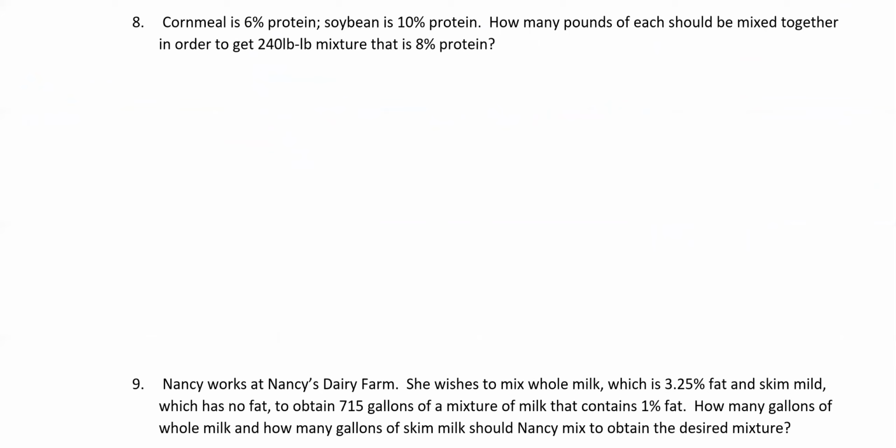Number 8, cornmeal is 6% protein. Soybean is 10% protein. How many pounds of each should be mixed together in order to get 240 pounds of a mixture that is 8% protein?